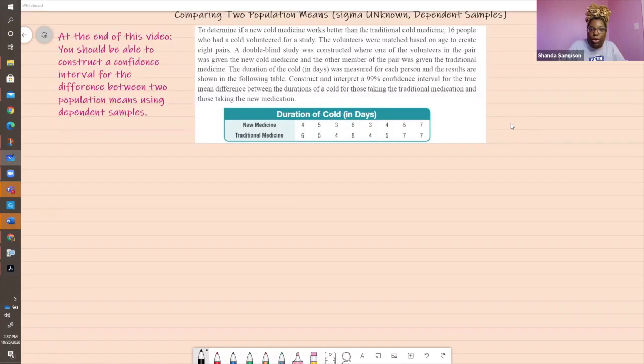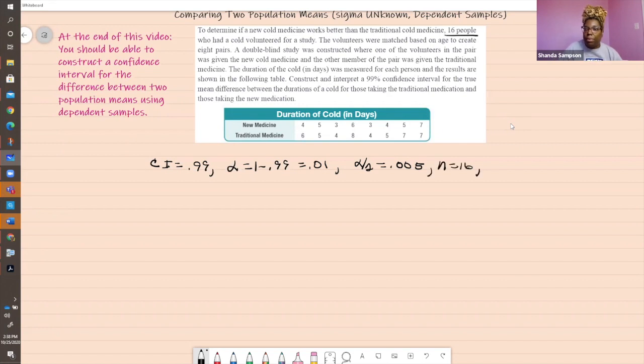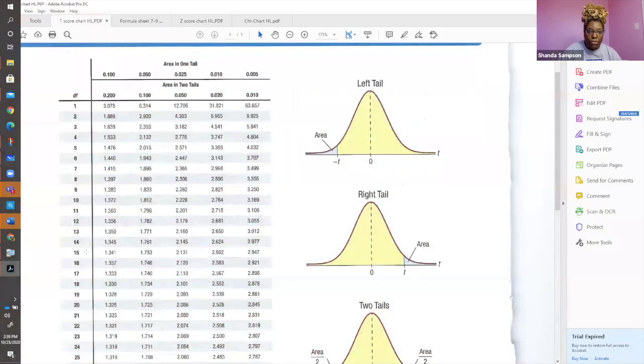We know that our confidence level is 0.99. That means alpha is 1 minus 0.99, which is 0.01, and then alpha over 2 is 0.005, which is 0.01 divided by 2. And then we know our n is 16 people. So that means our degrees of freedom is equal to 15, t of 0.005. Let's look that up before we get started. With 15 degrees of freedom and 0.005 area in one tail, that's 2.947.